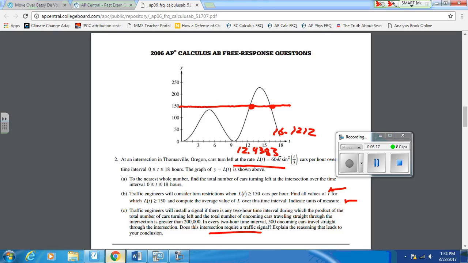That is the criterion. And you notice how we see that it's the criterion because they use the word if. Okay? So we have to determine if this is true. And what we're looking for is for the product of total number of cars turning left and total number of oncoming cars traveling straight through is greater than 200,000. So let's translate that into math. What does the word product mean?